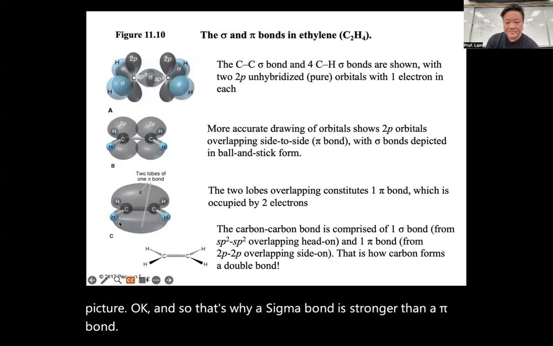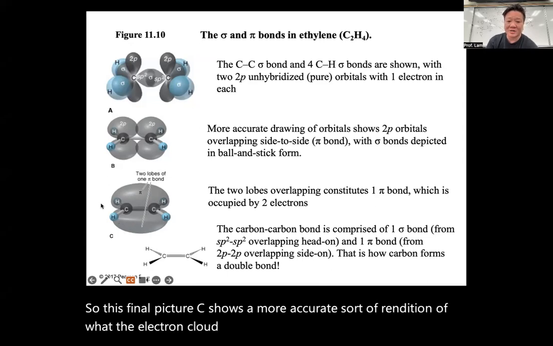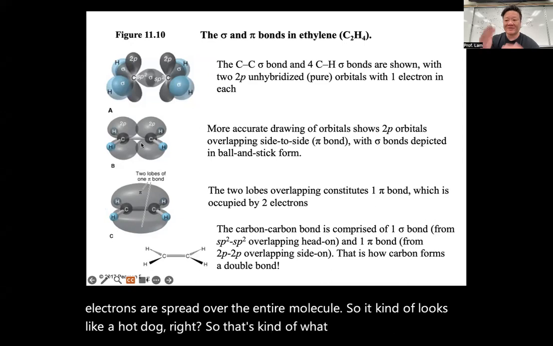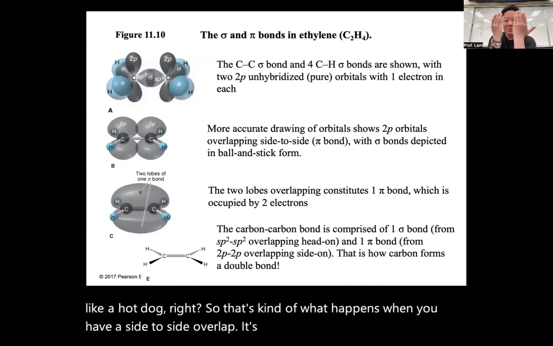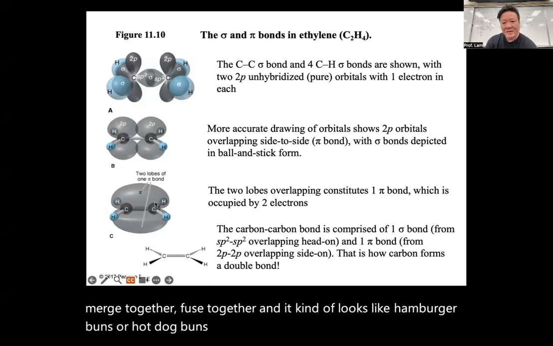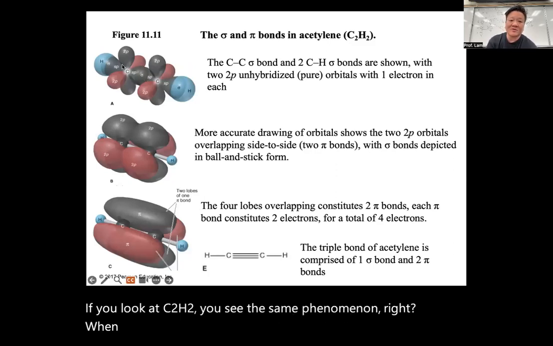So this final picture, C, shows a more accurate rendition of the electron cloud. The pi electrons are spread over the entire molecule. So it kind of looks like a hot dog, right? That's what happens when you have a side-to-side overlap. It's like these two p orbitals merge together, fuse together, and it looks like hamburger buns or a hot dog bun, right? If you look at C2H2, you see the same phenomenon where when the p orbitals overlap, again, you get this hot dog shaped cloud.